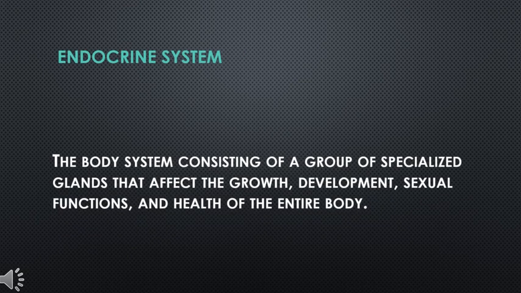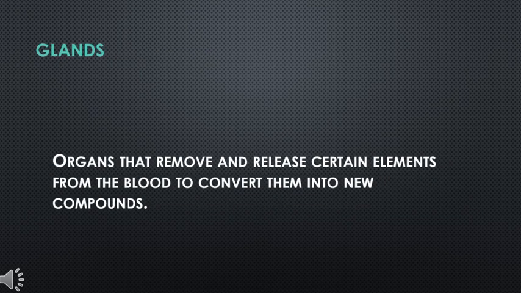Endocrine system. The body system consisting of a group of specialized glands that affect the growth, development, sexual functions, and health of the entire body. Glands. Organs that remove and release certain elements from the blood to convert them into new compounds.